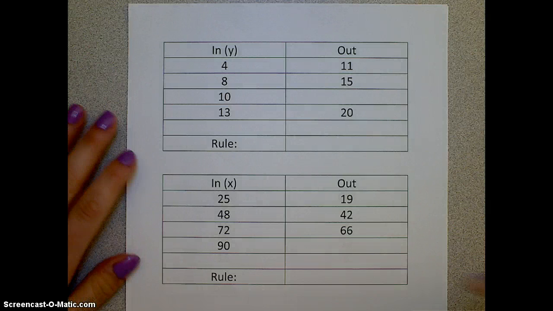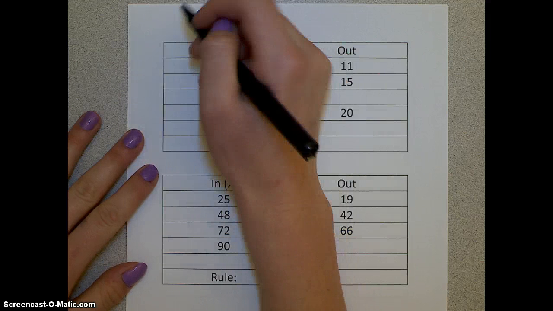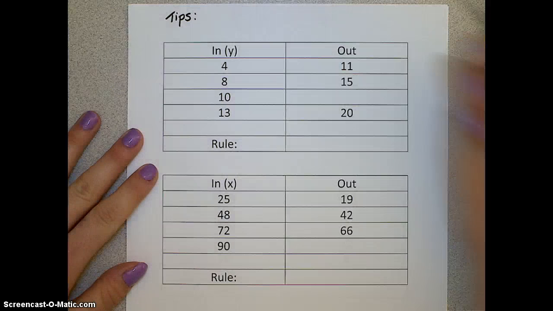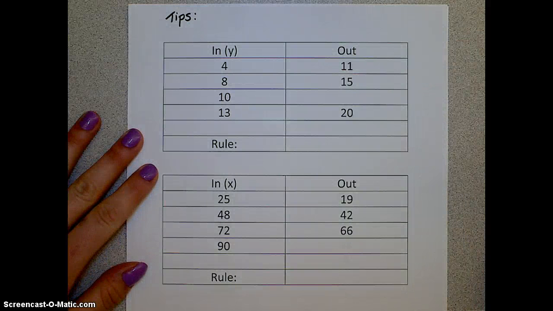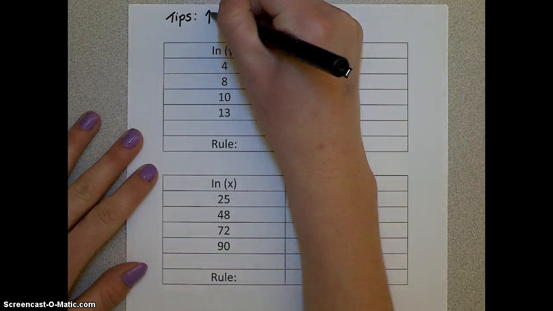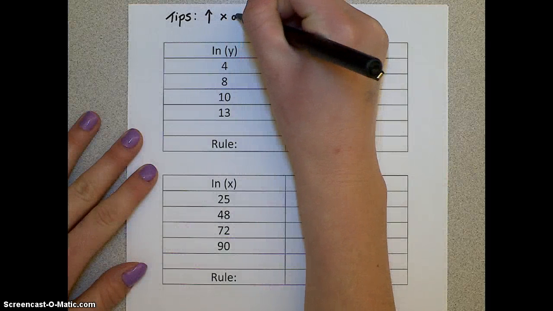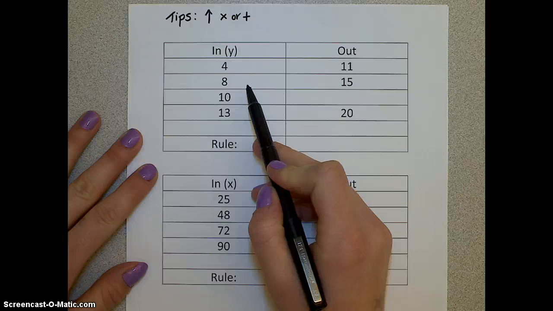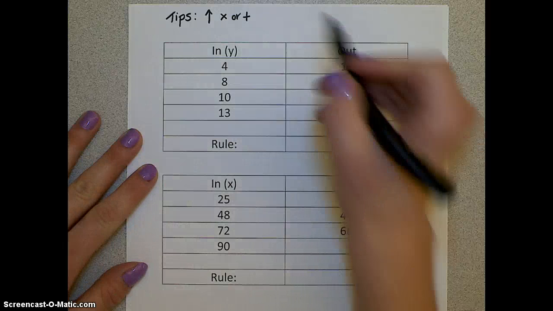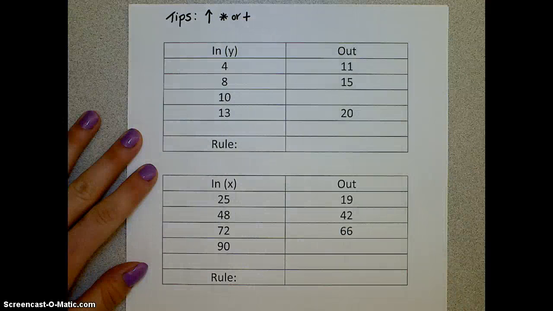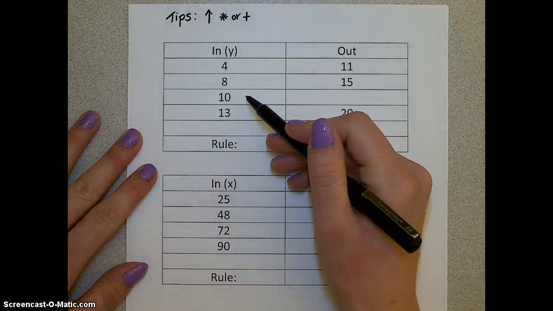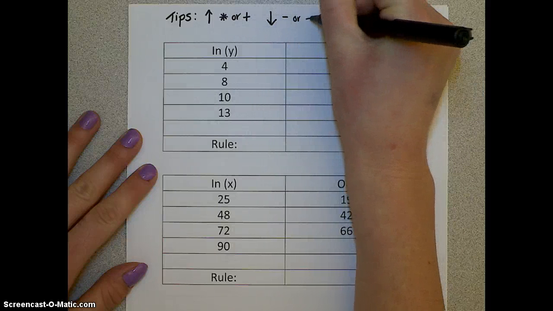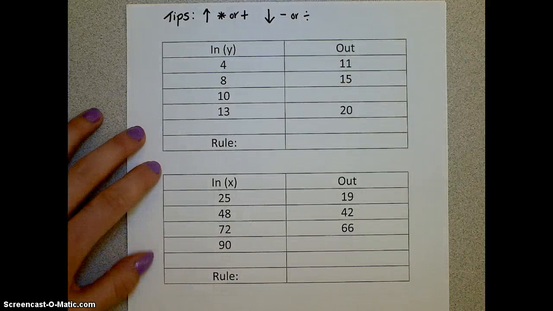A couple tips to keep in mind. I'm going to make a note at the top of my paper. So I write tips because I always like helpful hints and tips. If the numbers go up, you are dealing with either multiplication or addition. All right, so if they go in and come out a higher number, you're probably dealing with multiplication or addition. If the numbers go in high and come down lower, it's either subtraction or division. All right, so you need to look for those helpful hints.